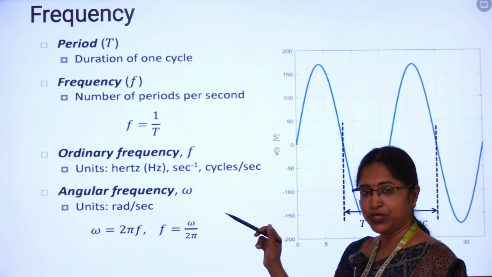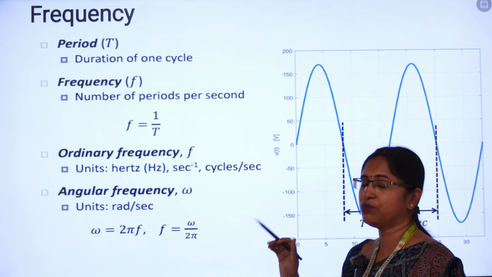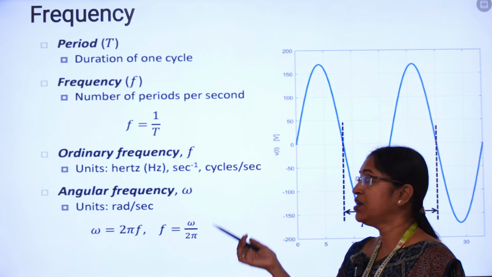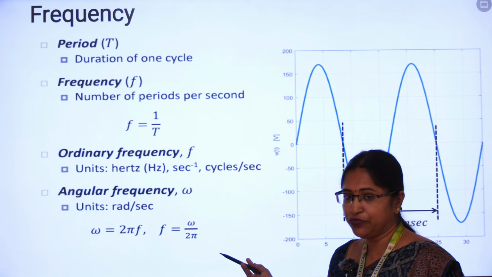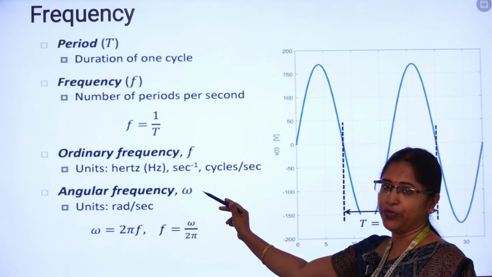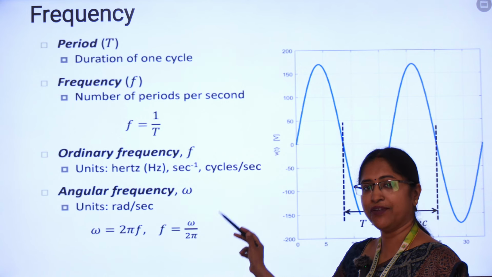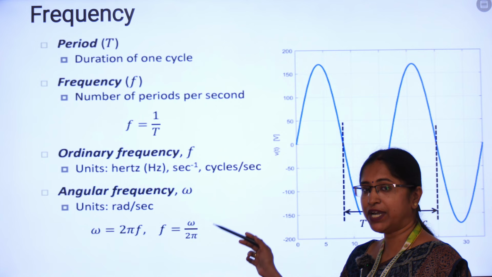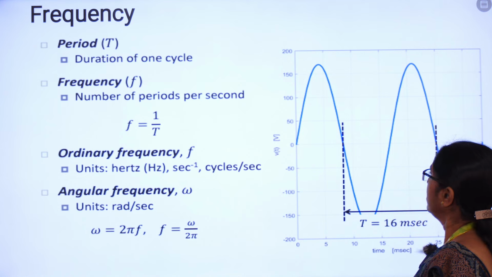And you have two units in frequency. One general unit of your frequency is hertz, the number of times the waveform repeats, or the number of periods per second. But you have another value called angular frequency, which is indicated by omega. And the formula for your angular frequency is 2 pi f. So f is your frequency in hertz. When you multiply it by 2 pi, it becomes your angular frequency.